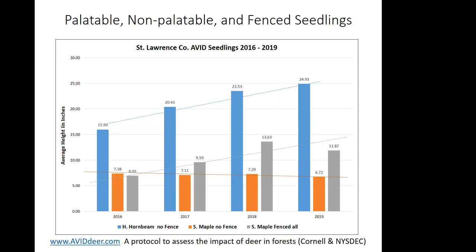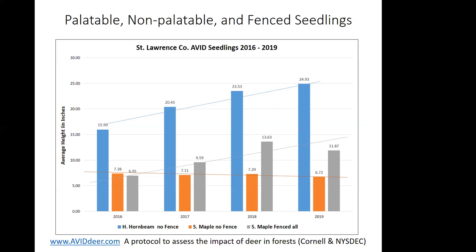So one of the more desirable species we have is sugar maple. That's the orange color. And you can see from 2016 to 2019, the average height of those plants has essentially declined. They started off at about 7.4 inches and ended up at about 6.7. So that's not a huge decline. You could say, and there was a fair amount of shade in this area. But when you compare that, those were unprotected.